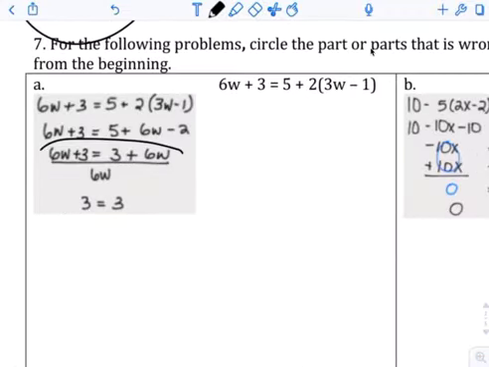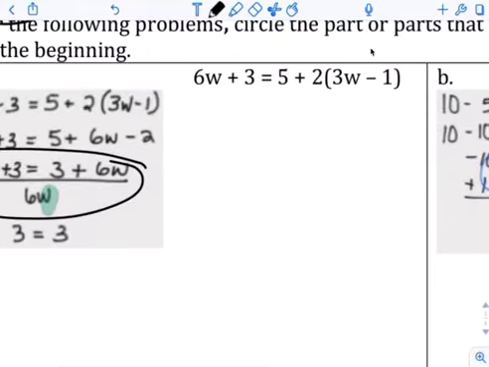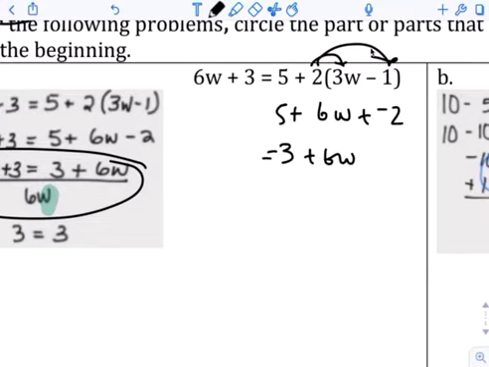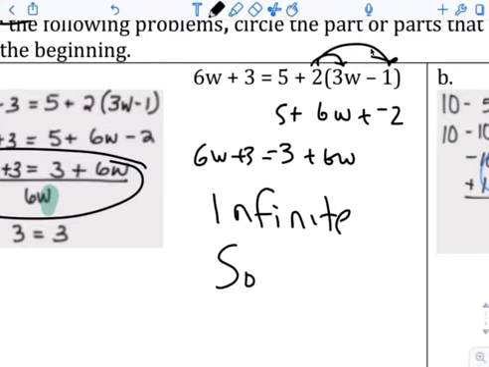Oh, that's definitely wrong. Okay, you don't divide everything by, first of all, no W. Okay, then let's redo the problem. And you guys know how to redo the problem. It's written here, 6W plus negative 2, 5. That gives you 3 plus 6W equals 6W plus 3. Oh, that's infinite solution. Exactly the same on both sides.